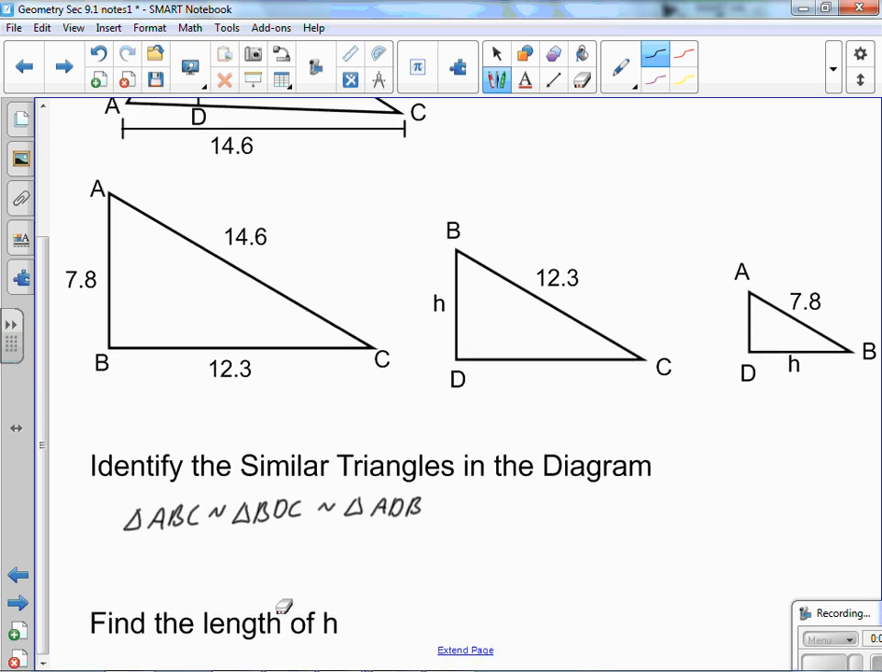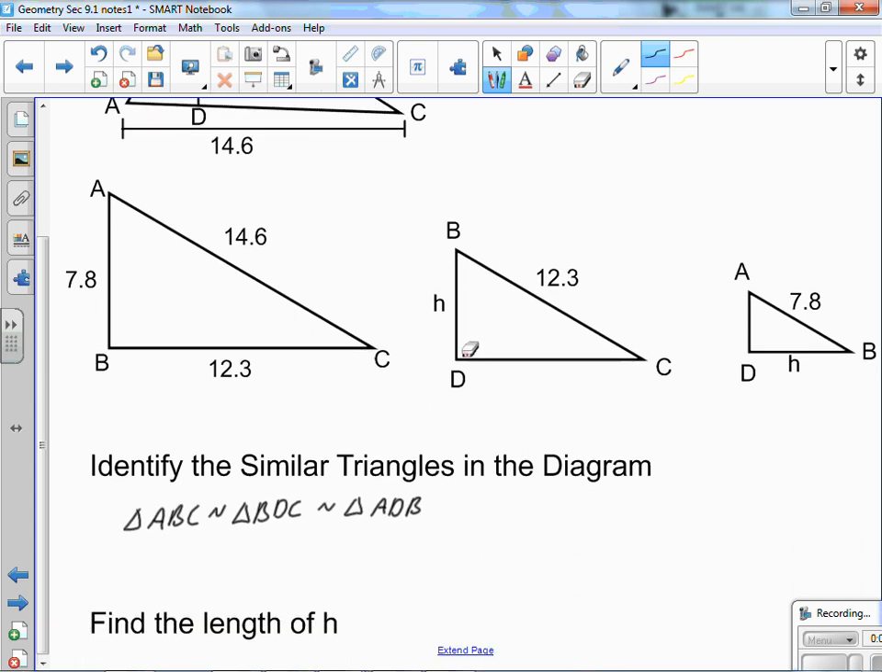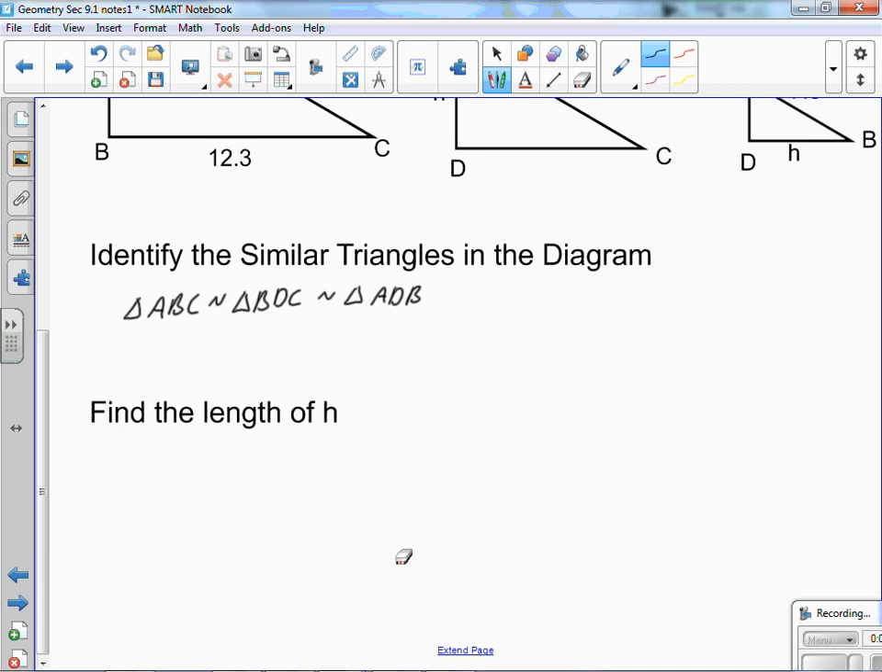All right, so then we want to find the length of H. So H here, or H here, or H right here. It's all the same length, just in different triangles. And since these are all similar triangles, then we can use a proportion just like we used in the last chapter to solve for that. So we look at this triangle compared to this triangle. H and 7.8 go together, and then we've got 12.3 and 14.6 that go together, right? So we can build a proportion with those values.